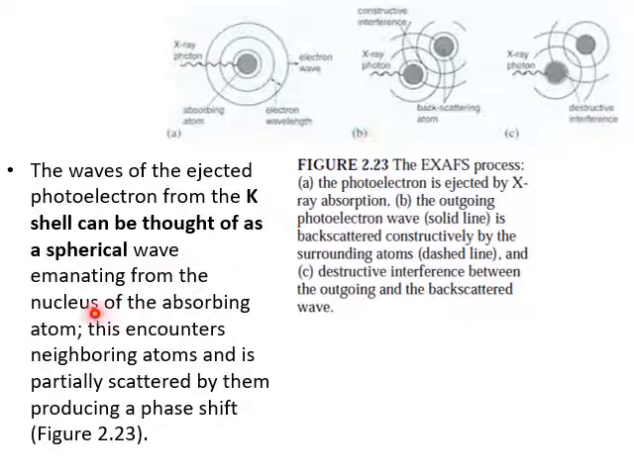It will be emitted from the nucleus of the absorbing atom. It will be free from the nucleus attraction, and it will form an electron wave. This electron is also called a photoelectron because it can produce a photon. It encounters neighboring atoms and is partially scattered by them, producing a phase shift. So this electron wave will interact with the neighboring atoms, and the neighboring atoms will backscatter this electron wave. So this is the backscattered electron wave, a new electron wave, and this is the outgoing electron wave.